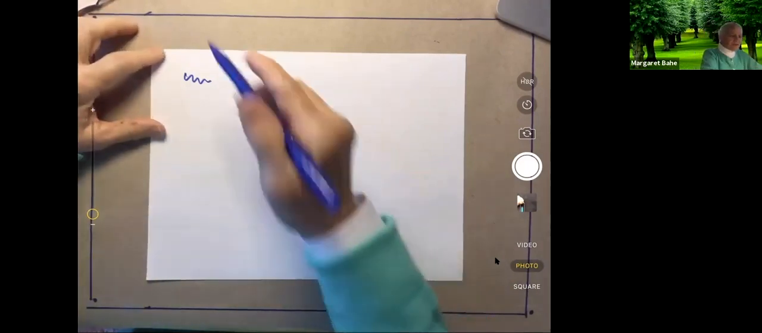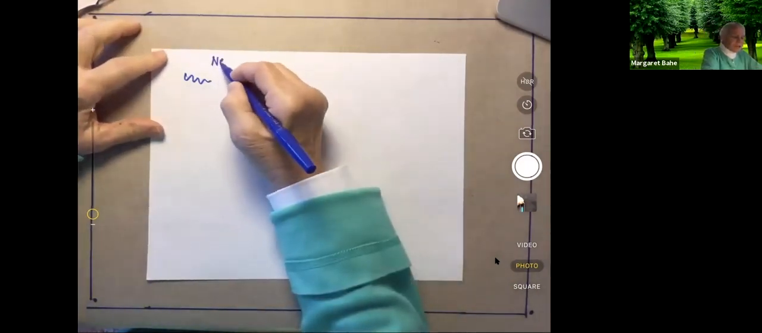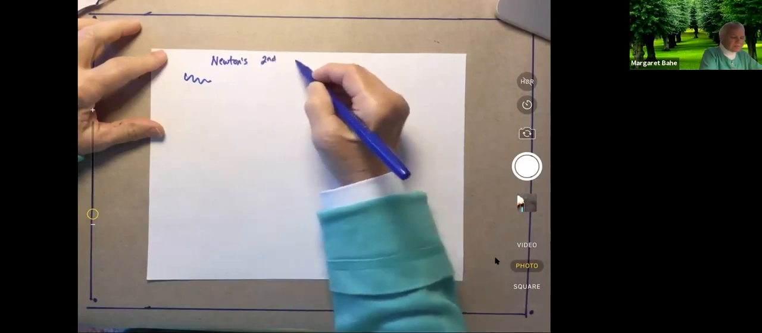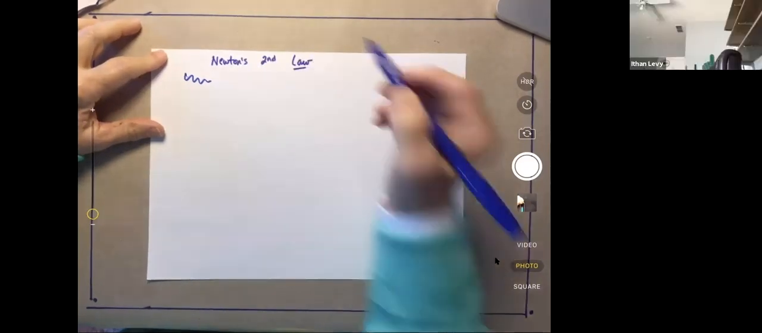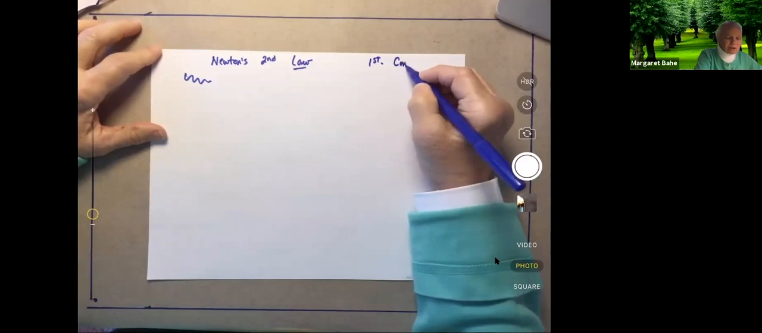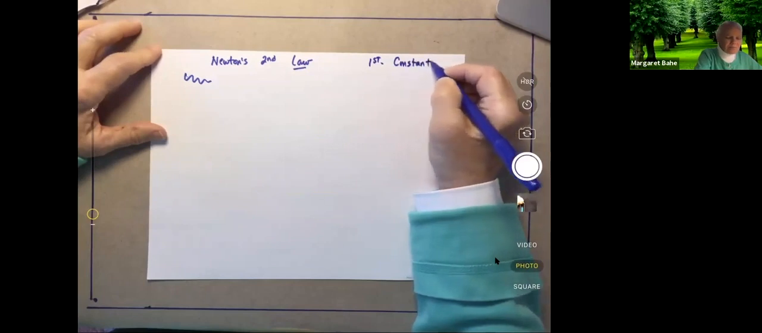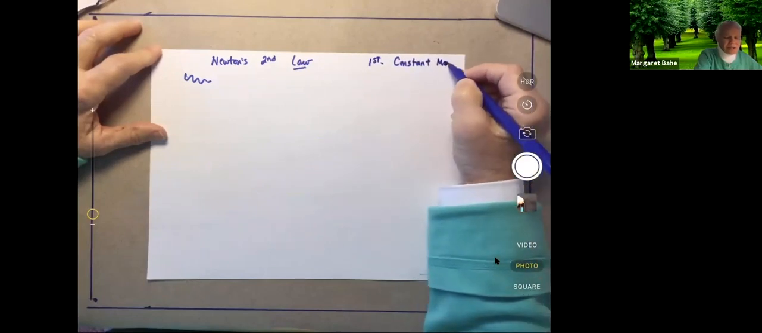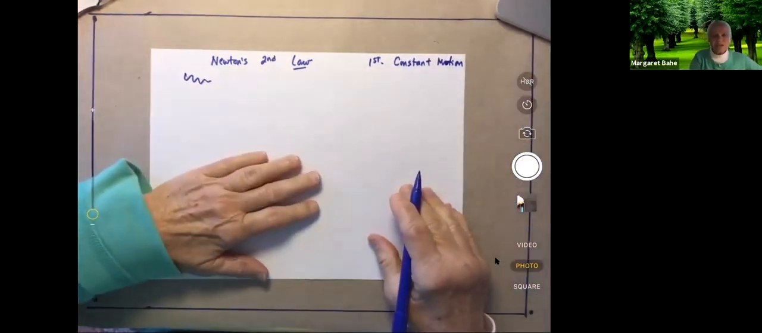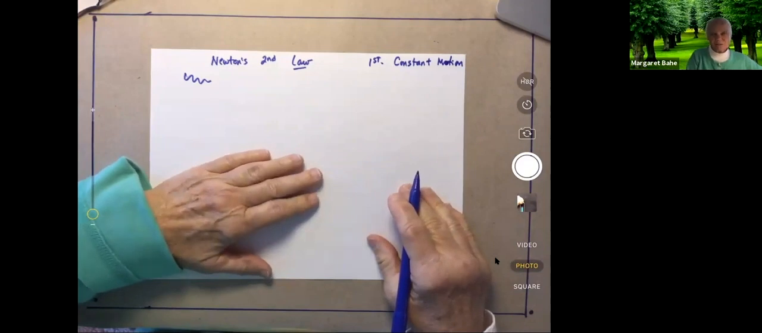Okay, we are about to embark on Newton's second law. So Newton's first law was dealing with constant motion, where we said something at rest was going to stay at rest, something in motion was going to stay in motion unless we had an unbalanced force working on it.